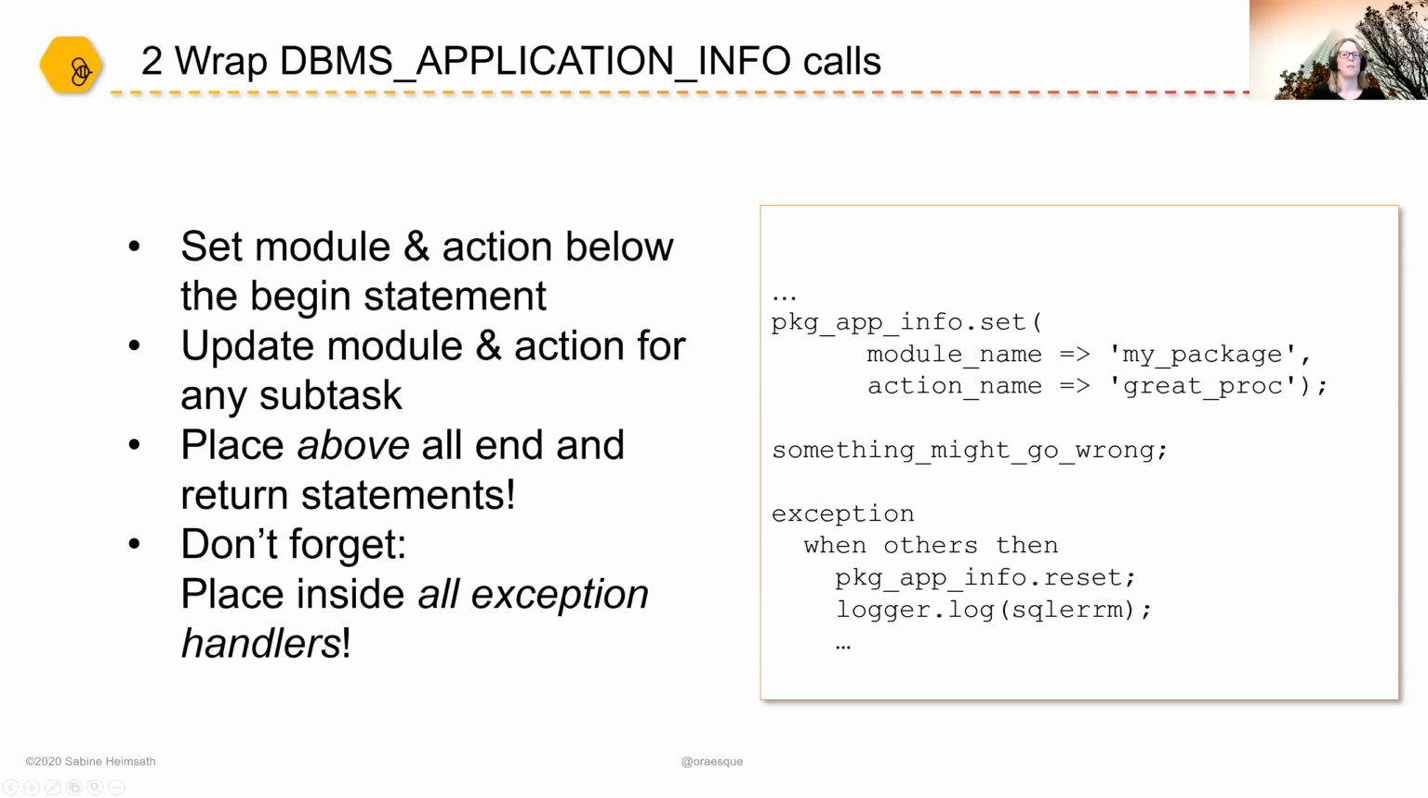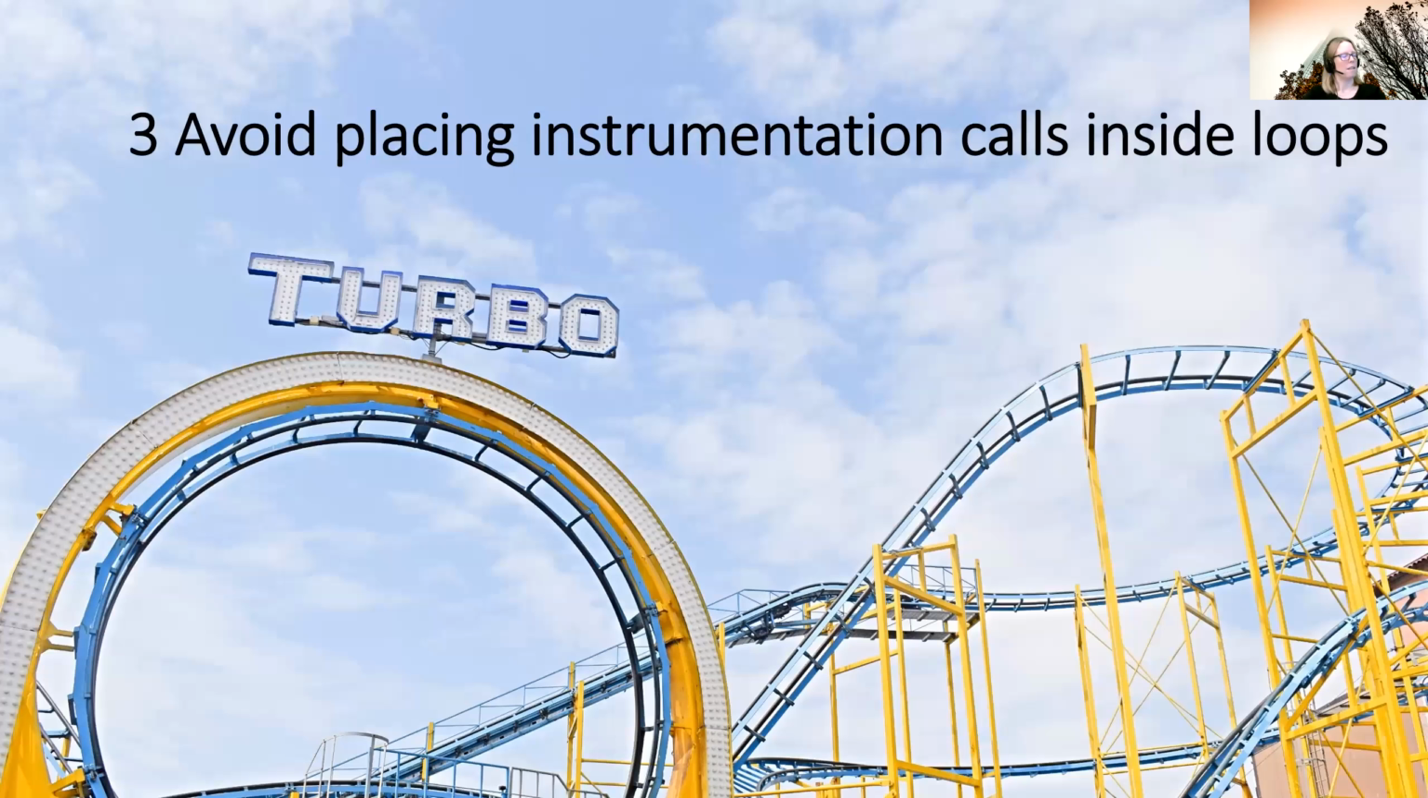So it's useful to set the module and action below the begin statement, to update it in a subtask, and place it again before all end and return statements, so it's actually reset. And don't forget to put it in the exception handlers as well. There is a general recommendation on the internet which says avoid placing instrumentation calls inside loops. I wouldn't put it that way, because as usual it depends.